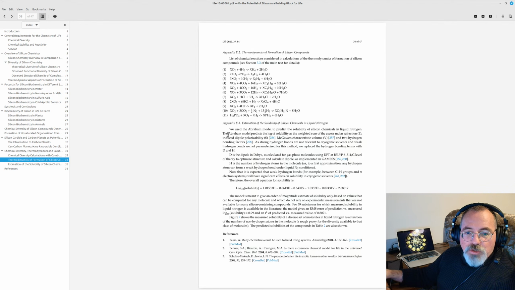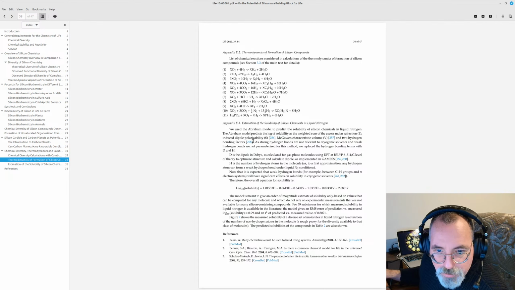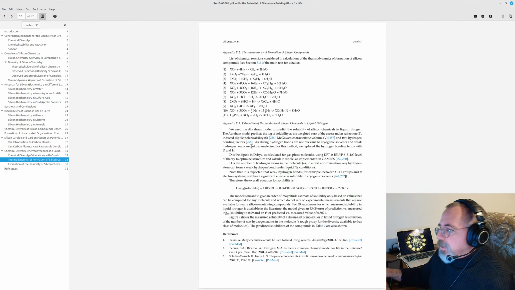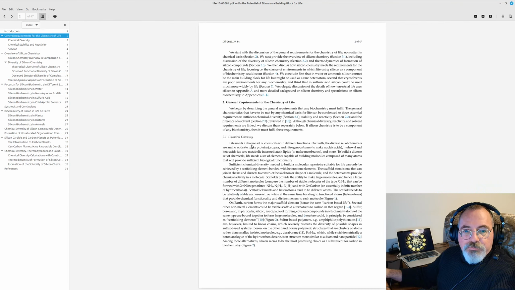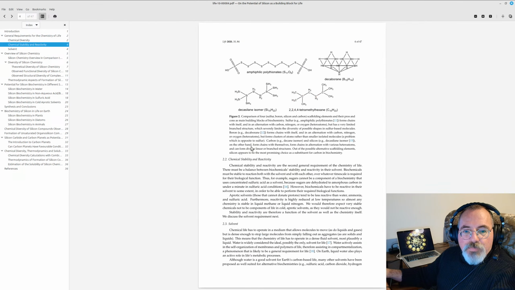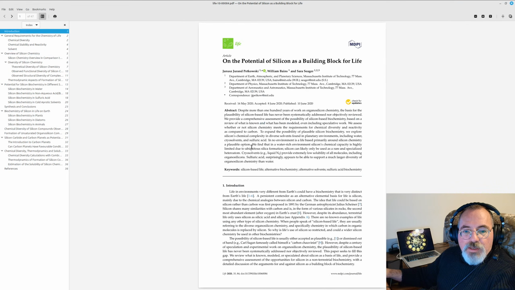The Abraham models predict the log of solubility as the weighted sum of the excess molar refraction, induced dipole polarizability, McGowan characteristic volume, and 2 hydrogen bonding factors. This is almost meaningless for me to read out, to be quite honest with you. I am therefore going to completely skip this. I can't even make it vaguely sound meaningful.